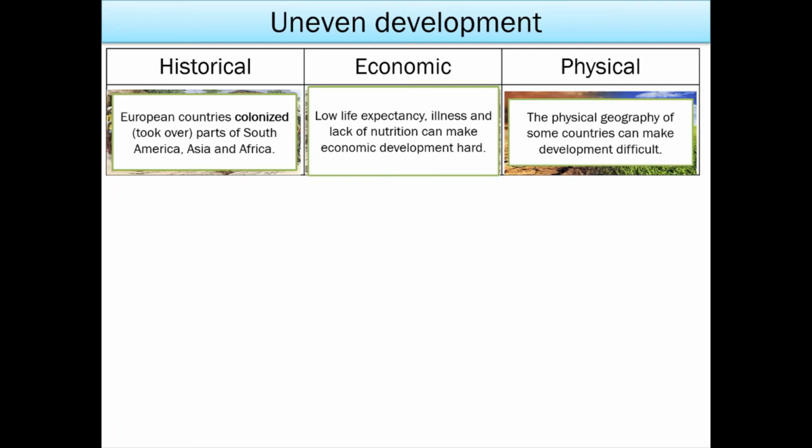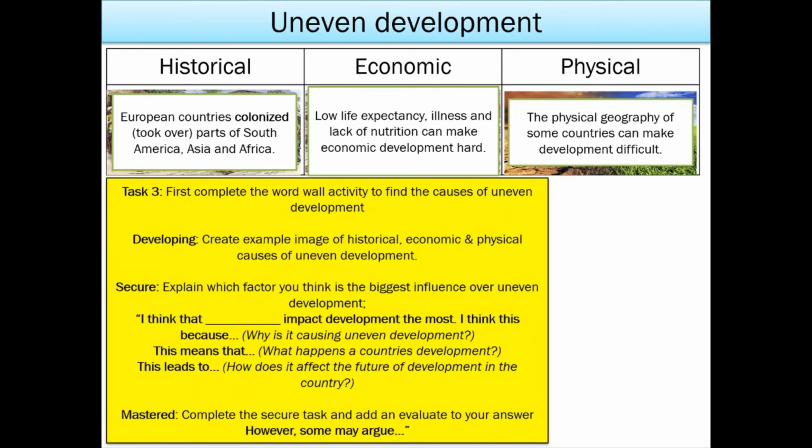So the task that we're going to do again, I'm going to ask you to complete, first of all, a word wall activity. And what you're going to do in that word wall activity is match up different factors to historical, economic, and physical. Once you've done that, you're going to come back and do this developing, secured, and mastered task.